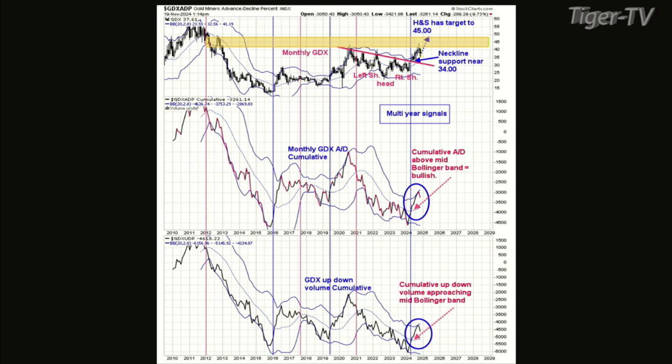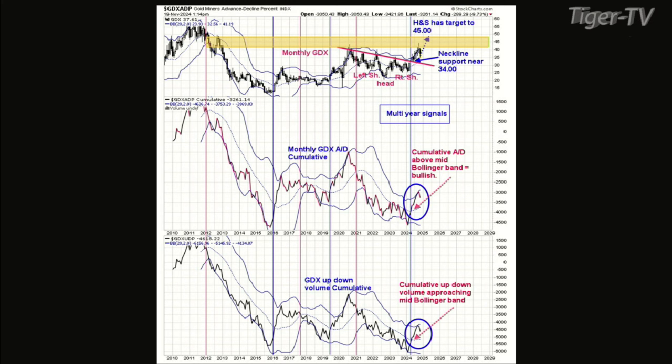It gave a sell signal in late 2011, 2012. The sell signals occur when the cumulative monthly up-down volume and cumulative advance-decline are below their mid-Bollinger band. That's a sell signal, because the market trends with the volume trends. So this is a good indicator to catch the bigger trends. And right now we flipped bullish back, I think it was May of this year, where both the cumulative monthly up-down volume and cumulative advance-decline jumped above their mid-Bollinger band, triggering a buy signal. And in the past, these signals have lasted a minimum of a year and a half.